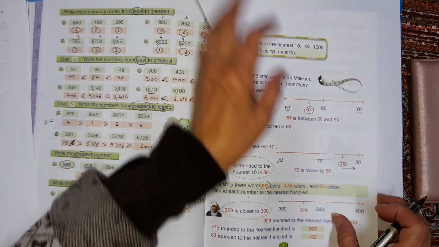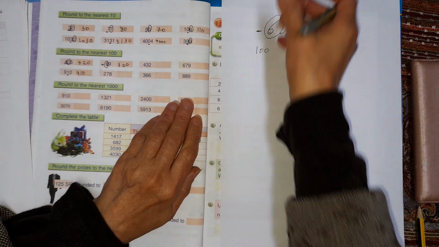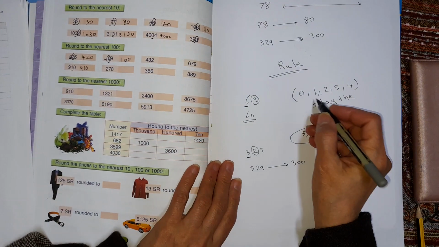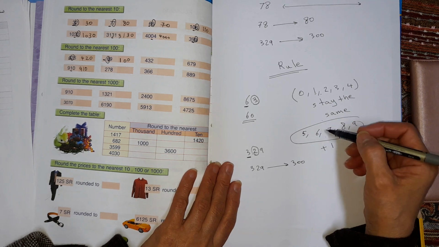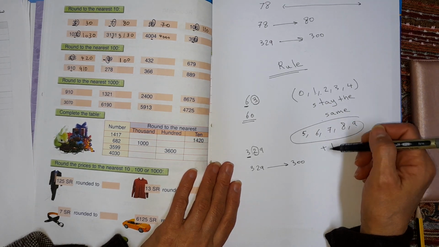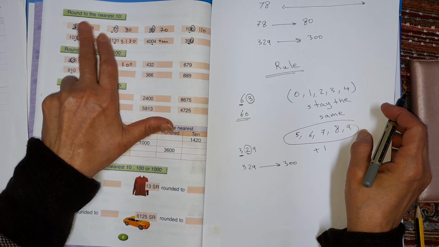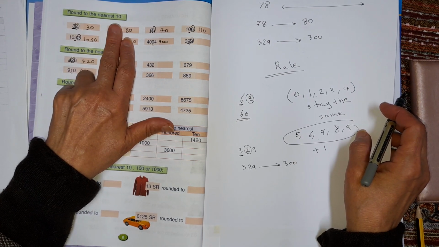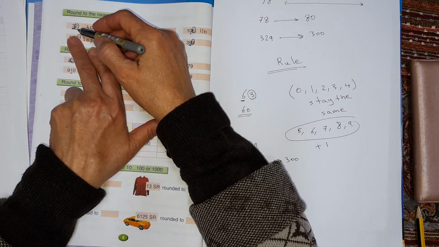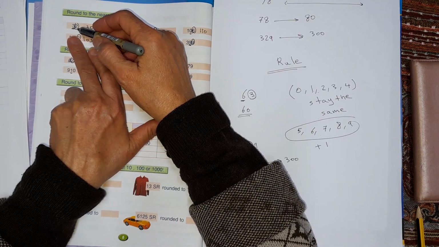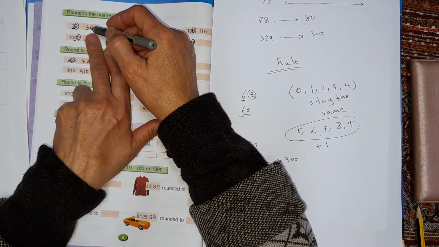Okay, now this is the rule and this is what I will follow while I am solving the homework. You need to memorize these numbers. If I say 0, 1, 2, 3, 4, they will stay the same. 5, 6, 7, 8, 9, they will give 1. Now let's go to the first question, round to the nearest 10. I have 32. Underline the 3, circle the 2. The 2 is from the first group. It will not give 1, so it will go to 30.